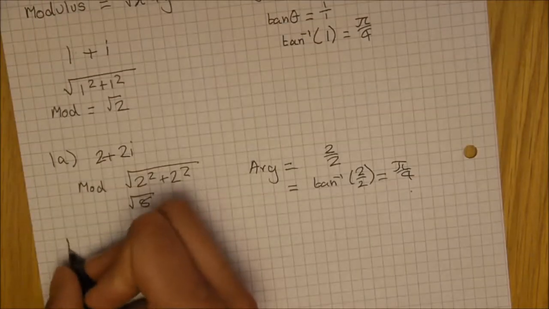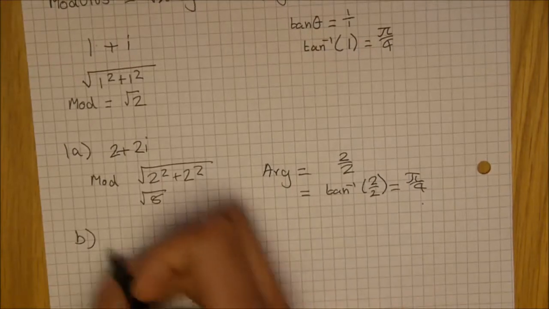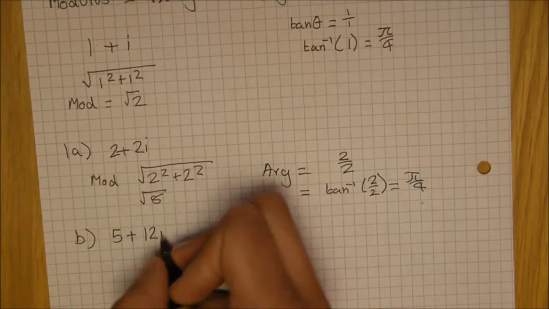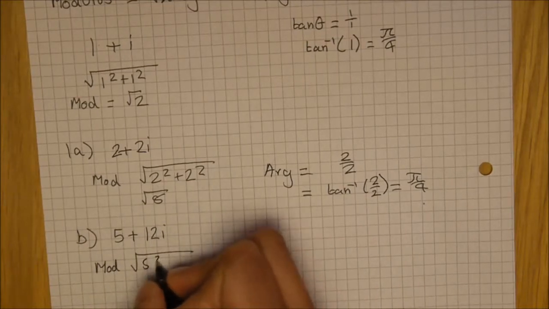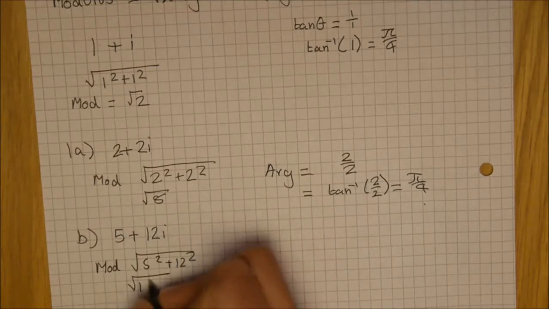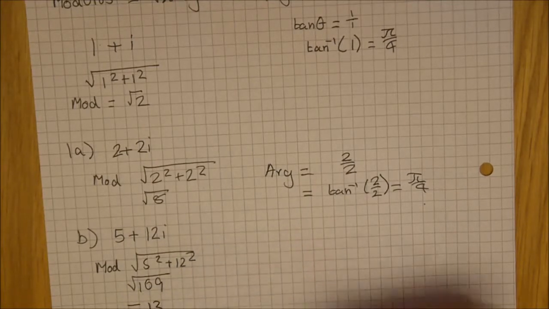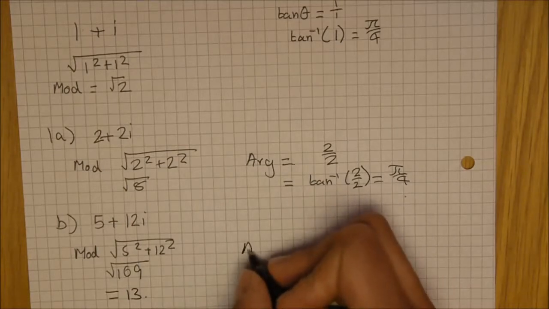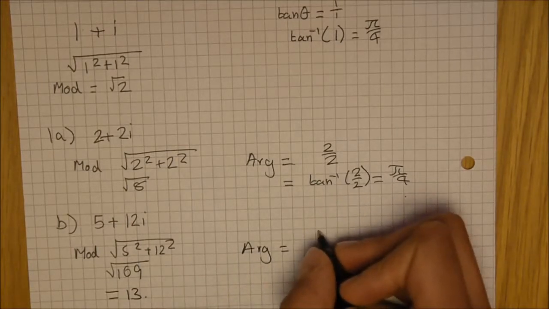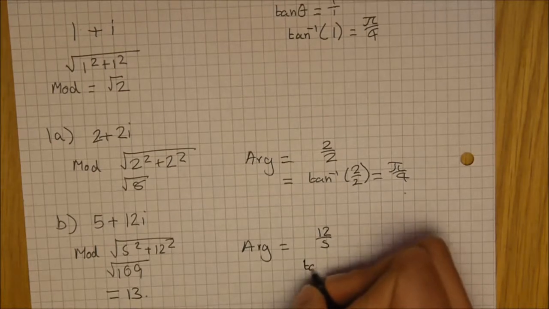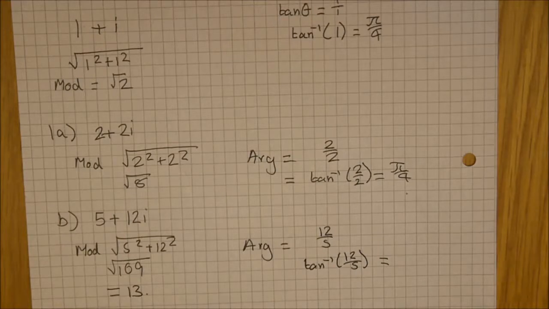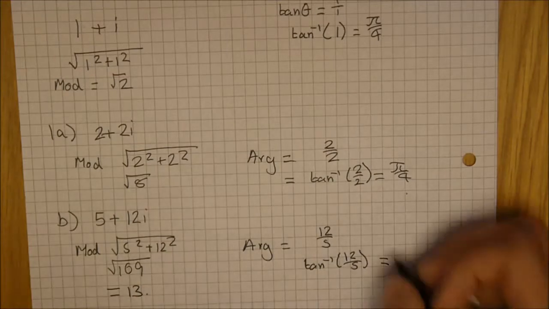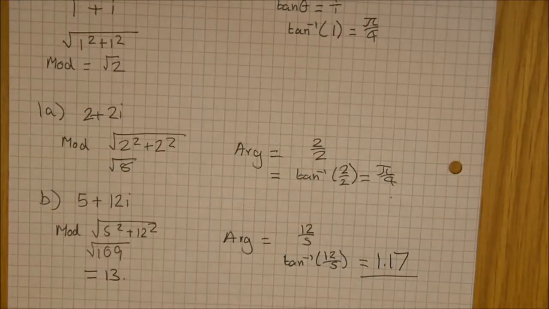And finally, 1b, as I just like doing examples: 5 plus 12i. Now then, mod will be 5 squared plus 12 squared equals root 169 equals 13, and then we also have arg equals 12 over 5, so tan to the minus 1 of 12 over 5 will be 1.17, in case you get a decimal term.